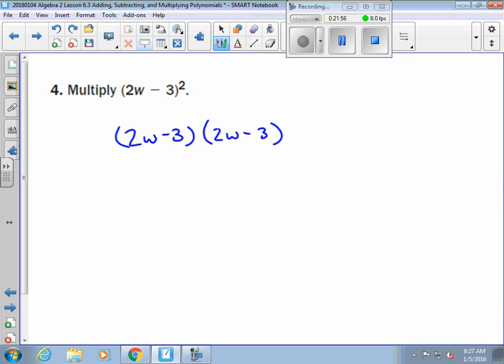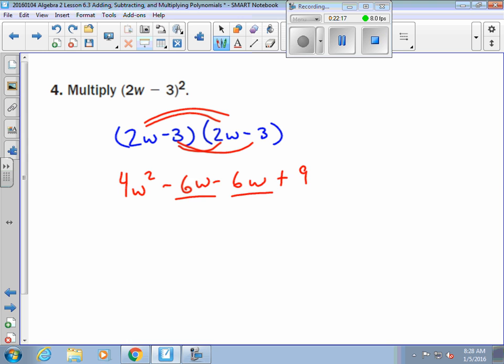And again, FOIL just means first, outer, inner, last. Just make sure you don't forget to multiply anything. 2w times 2w is 4w squared. You add the exponents. 2w times negative 3 is negative 6w. Negative 3 times 2w is negative 6w. And negative 3 times negative 3, again, a negative times a negative is a positive 9. Combine your like terms, negative 6w and negative 6w, to get negative 12w. 4w squared minus 12w plus 9. Do it that way, and this is all you need to do.